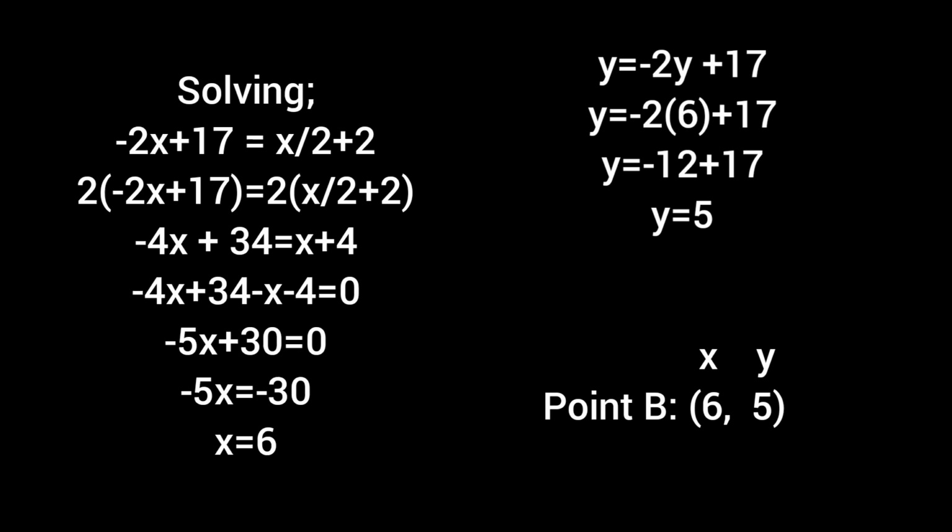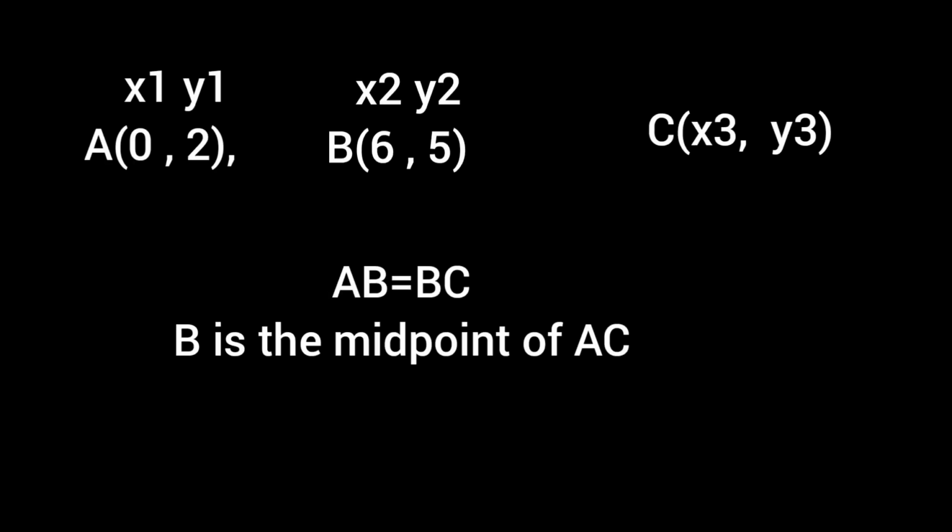Now that we have x, let's find y. In the equation y equals negative 2x plus 17, let's input x. y equals negative 2 into 6 plus 17. y equals negative 12 plus 17. Then we have y equals 5, meaning that our point B is (6, 5). And you can see it's not hard at all. All you need is practice. So now that we know A and B, let's find C.